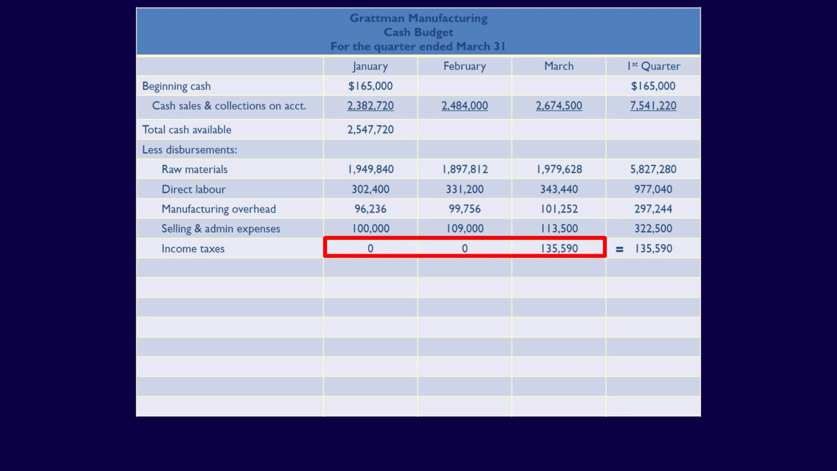0 plus 0 plus $135,590 is equal to $135,590 for the first quarter.